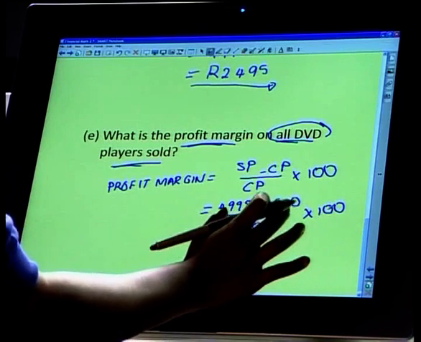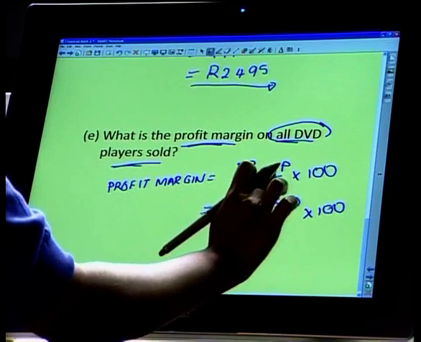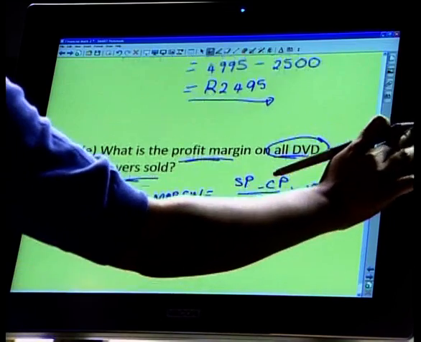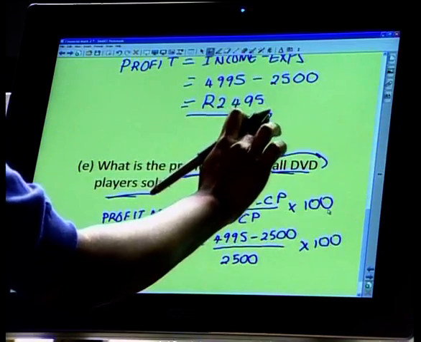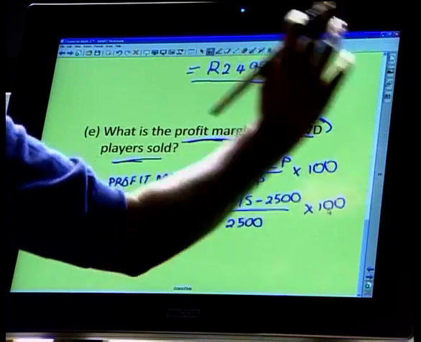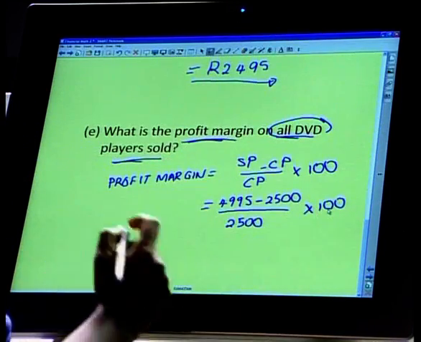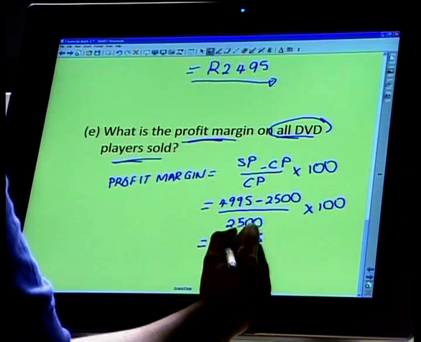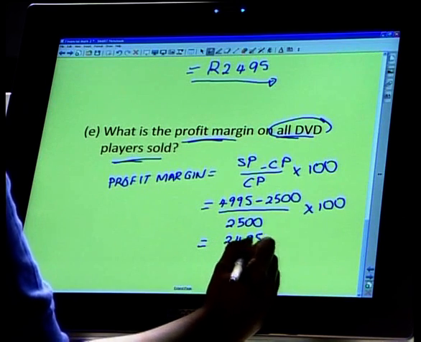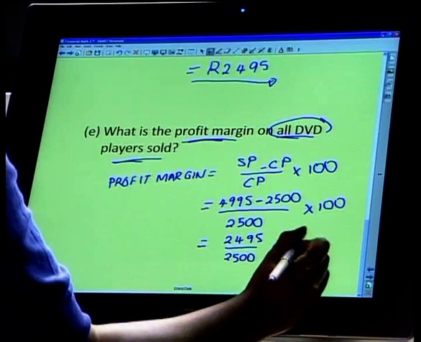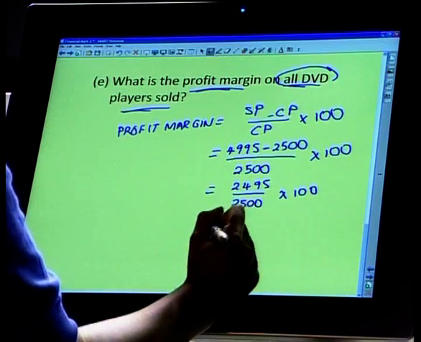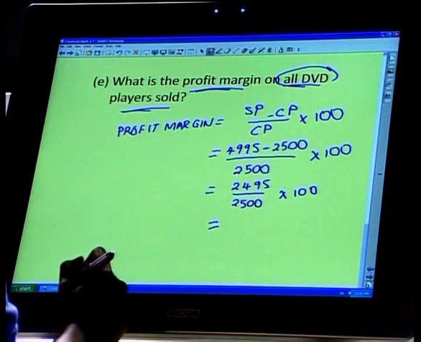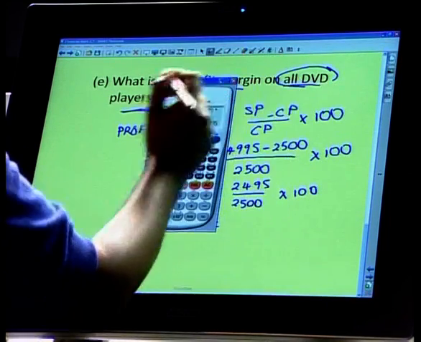We could just write down at the top part, selling price minus cost price. That was just going to give us our profit. So we could have straight away just put in the 2,495. But if you didn't see that, you can work it out the long way as well. So it's 2,495 all over 2,500 times 100. And we are going to work out on our calculator what percentage profit that is.